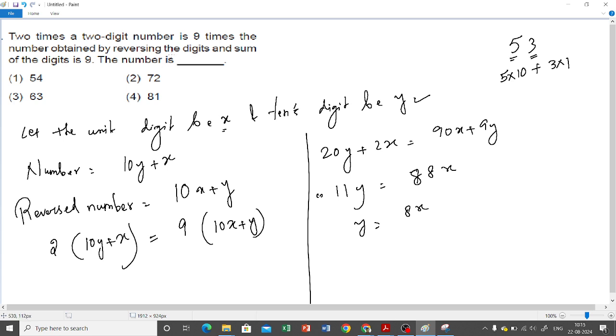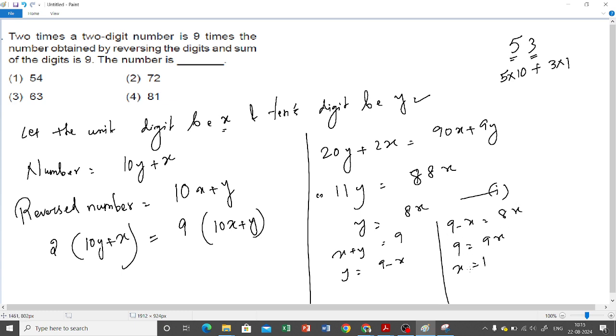So this is one equation we got. Now the sum of the digits is 9. So that means x plus y is equal to 9, right? So y is equal to 9 minus x. So 9 minus x equals 8x, that is 9 is equal to 9x, that is x equals 1.